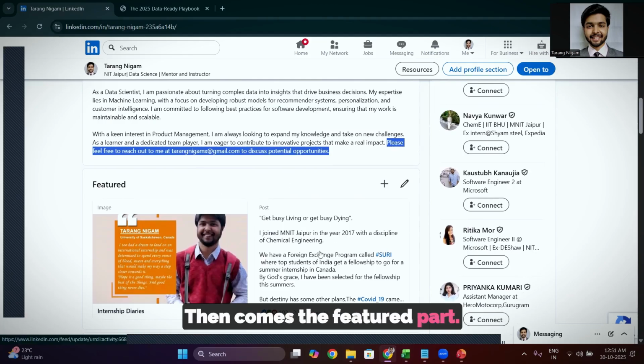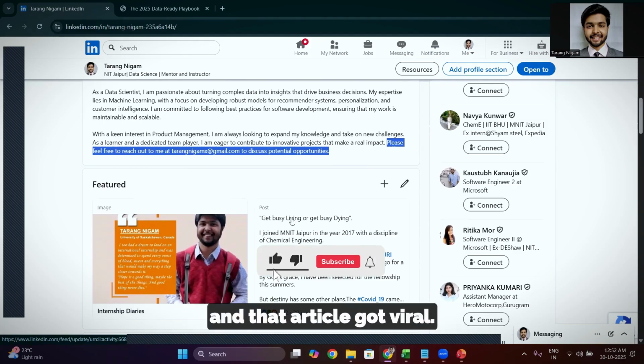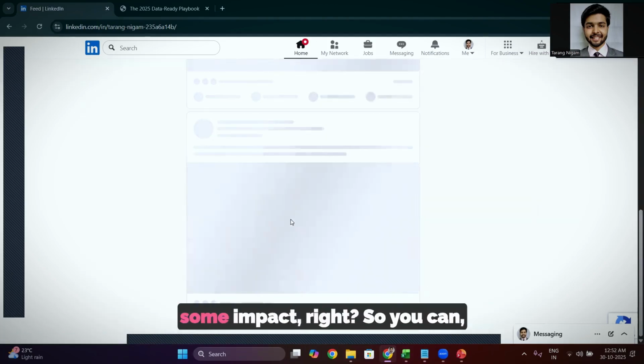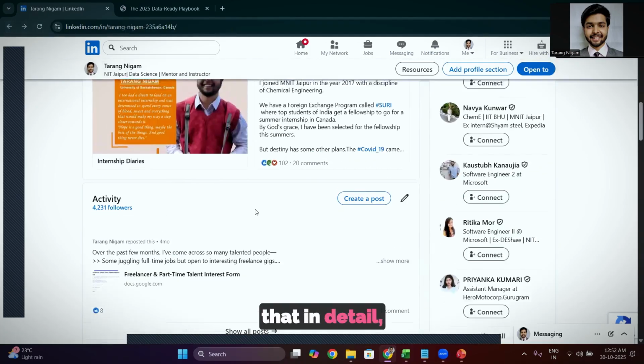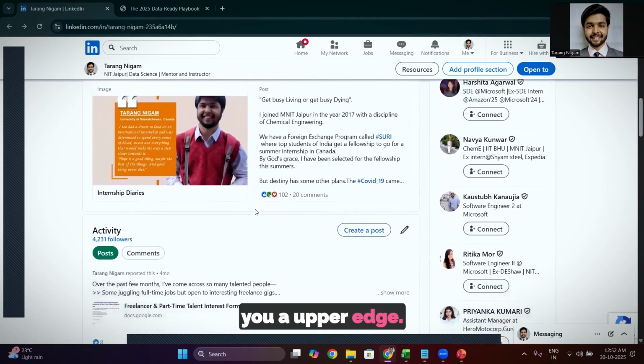Then comes the Featured part. Featured is basically where you can mention any achievements and recognitions that you have held in your current organization, in your school, in your company, or in your college. You can attach them. If you have posted an article that went viral, you can feature it, where your contribution has made some impact. You can talk about that in detail and that would give you an upper edge.